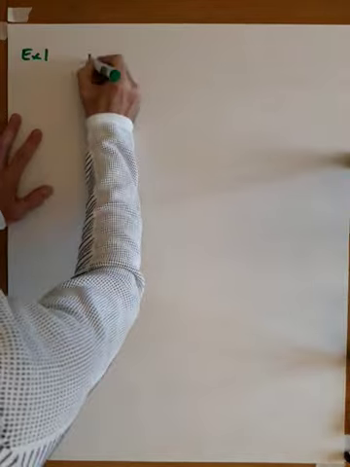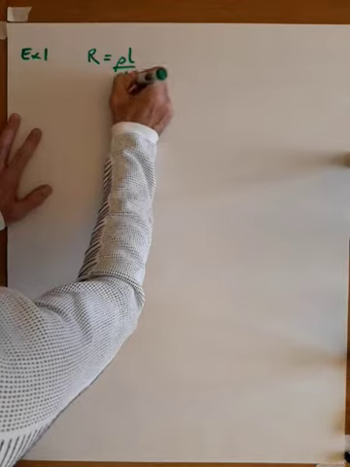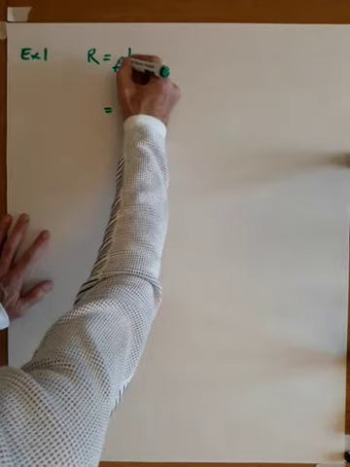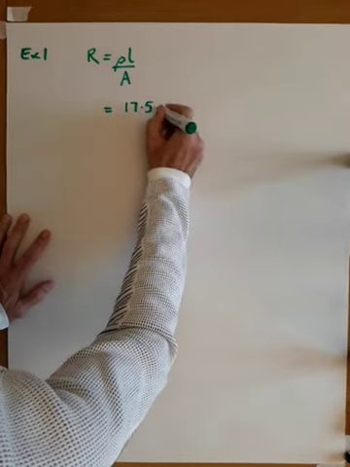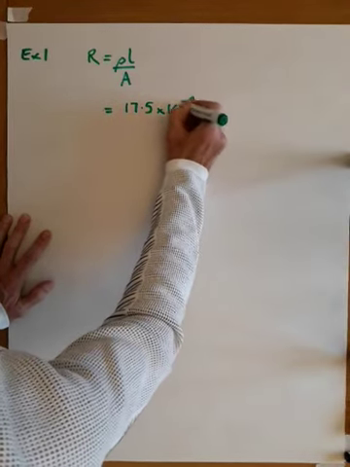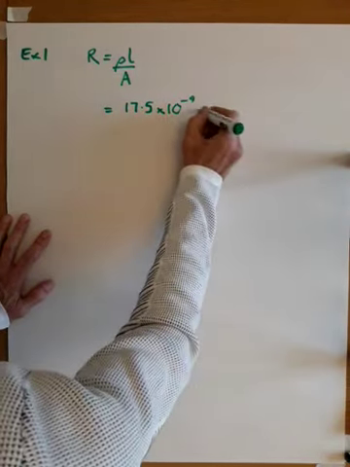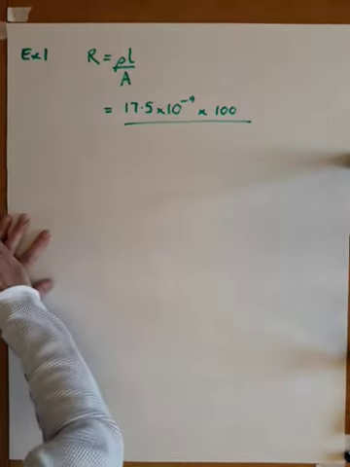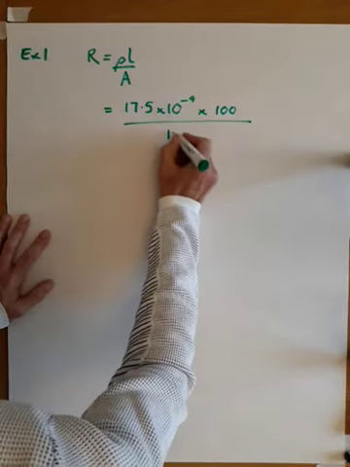Formula first. R equals rho L over A. Put the numbers in you're given in the question. Rho, this bit, is the resistivity, which is 17.5 times 10 to the minus 9, times the length, which was 100 meters, divided by the area of the cable, which was 1.5 millimeters squared. So 1.5.